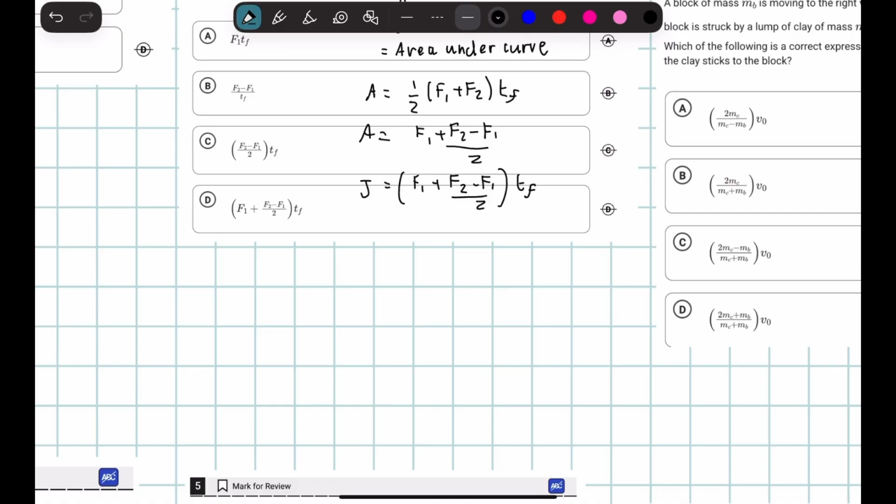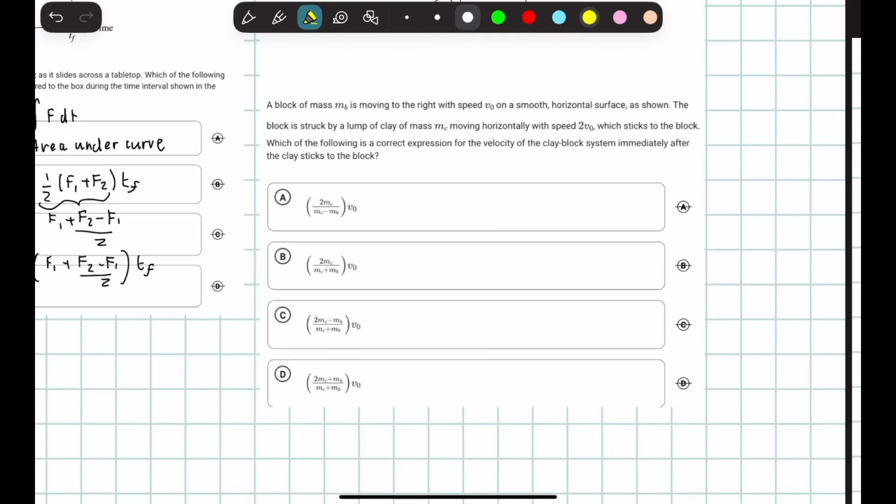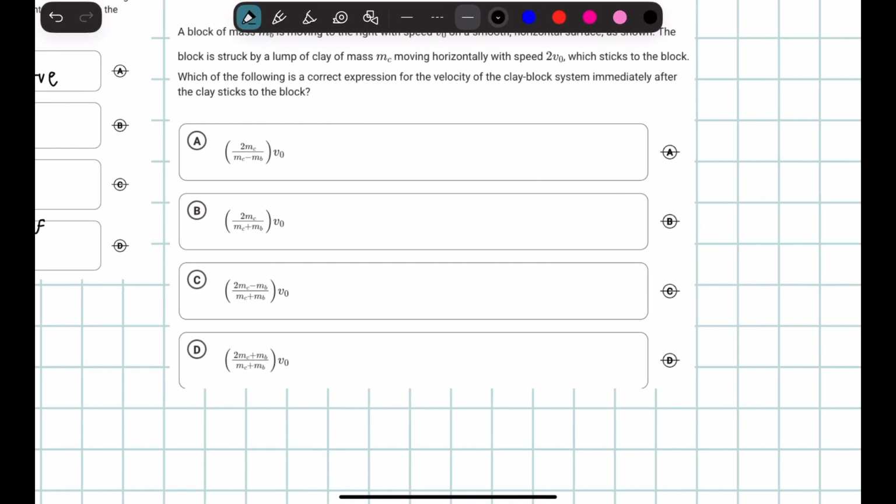Now we can see F1 plus F2, this part specifically, is equal to that. So we can see that this is clearly option D. Sorry, kind of lagging there.